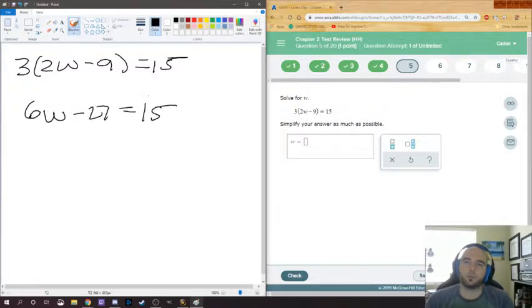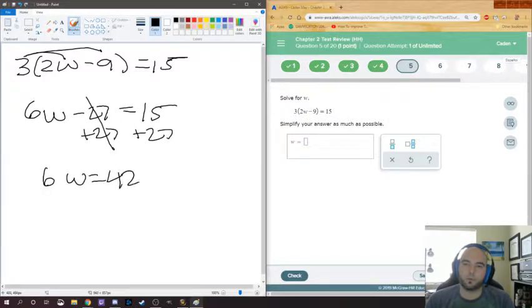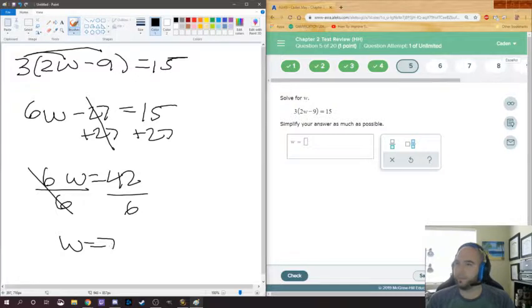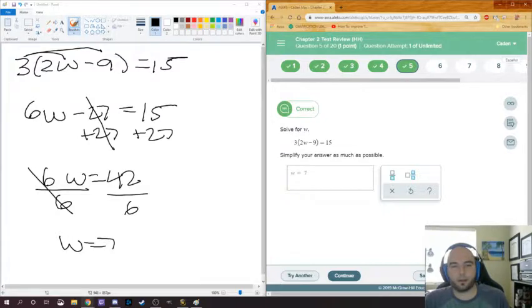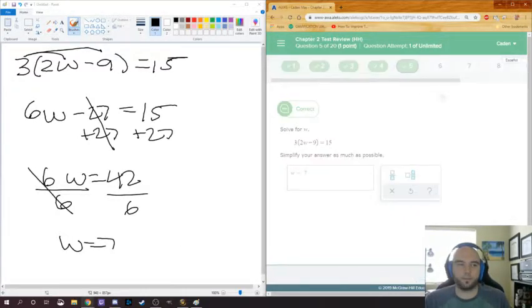So if I distribute the 3, I get 3 times 2 is 6w, and 3 times 9 is 27. And now it's just like the other problems I did a second ago. I add 27, 6w equals 42. I divide by 6 on both sides, and w equals 7. I should stream with this side more often. This way I don't block any of the writing with my head.